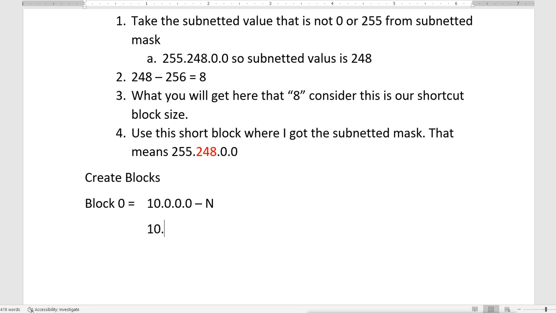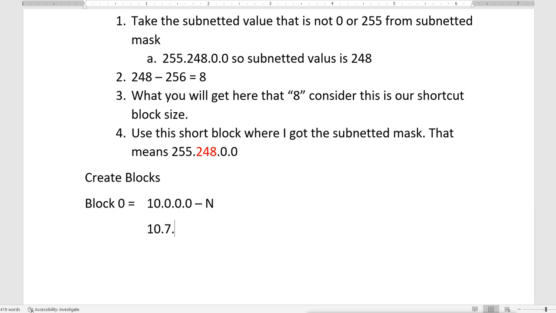Now remember, my shortcut block size is 8 and I'm not going to apply it here, here, here, and not here. I'm going to apply it where I got the subnetted mask, on the second part. So here I will go up to 8. My block size is 8, so I will add 8 here. Now 8 means 0 to 7. When you start from 0, it will end on 7. That means we are adding a total of 8 blocks.